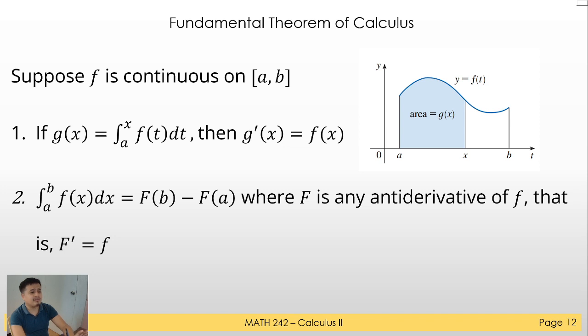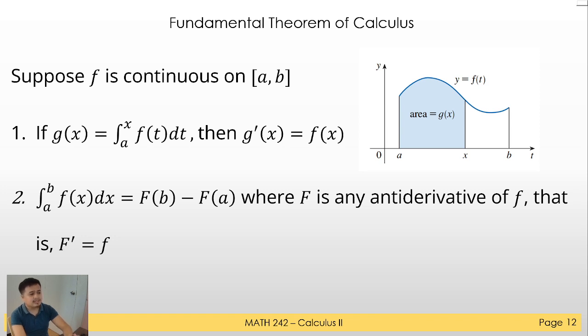That if you have a given function, say f of t, then the area under the curve will be the integral g of x. And a corollary to this is that the derivative of this area is your function. So there is some relationship between the area and the derivative, or the area and the slope.